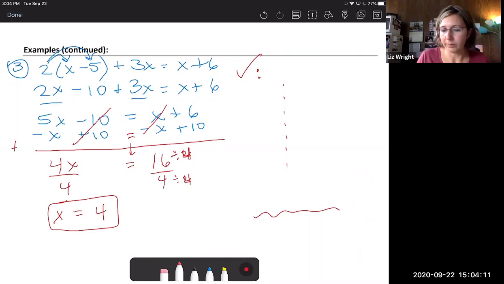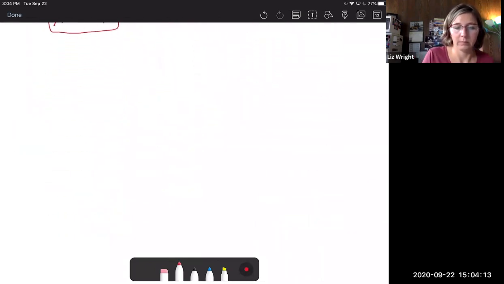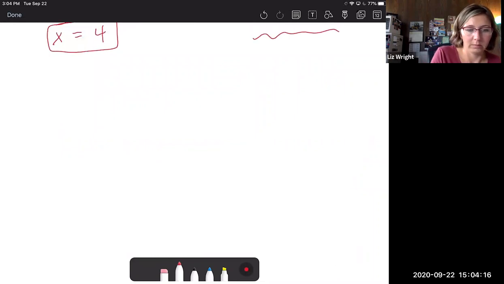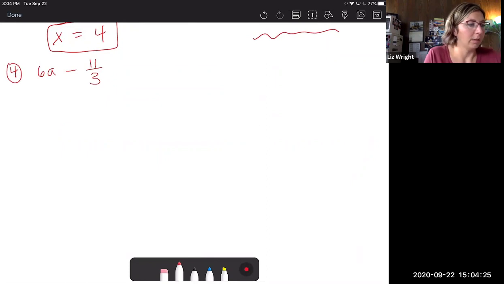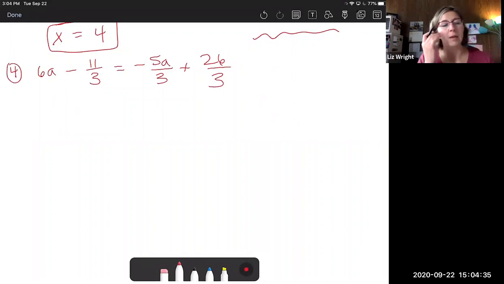All right, number 4, we have got 6a minus 11/3 equals negative 5a over 3 plus 26 over 3. Okay, so on this one, you can absolutely just find a common denominator with this one and put it over 3 and keep going.